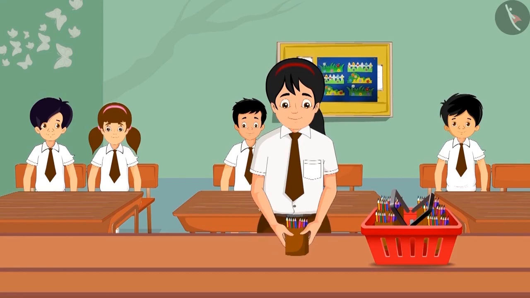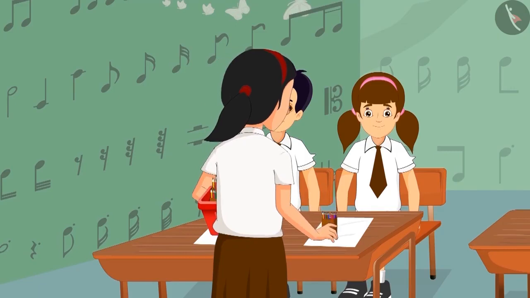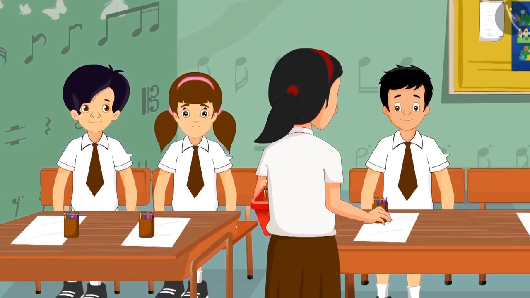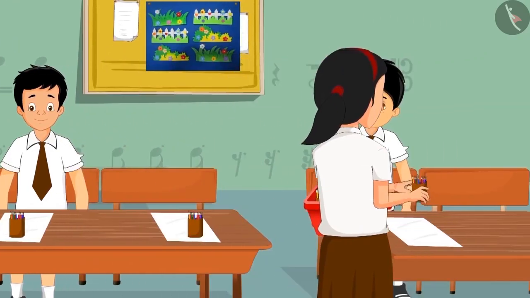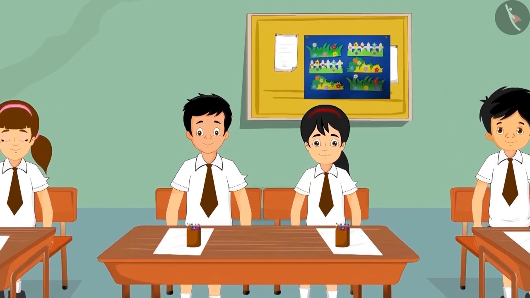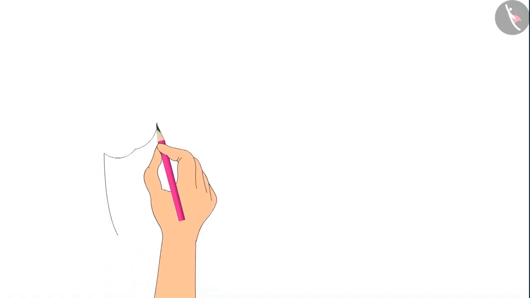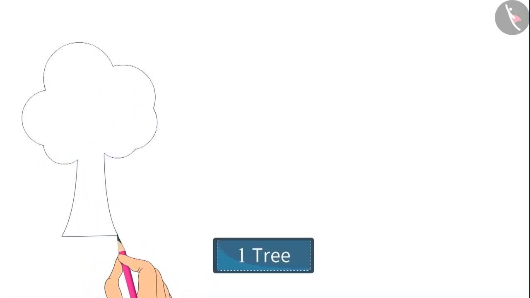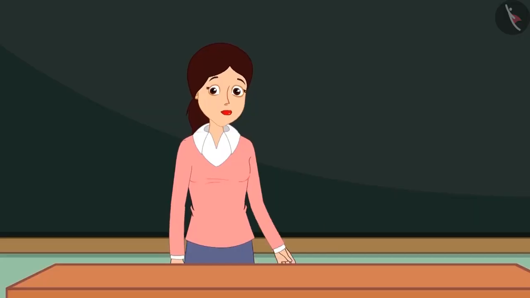At school too, Pinky helps her teacher set things. In today's art class, she distributed color boxes to everyone. Let us see what is happening in today's class. Today, all students have to make a drawing of trees. So Pinky thought of making a drawing of a jungle. At first she drew one tree, and because she had to make a dense forest, she drew another tree.